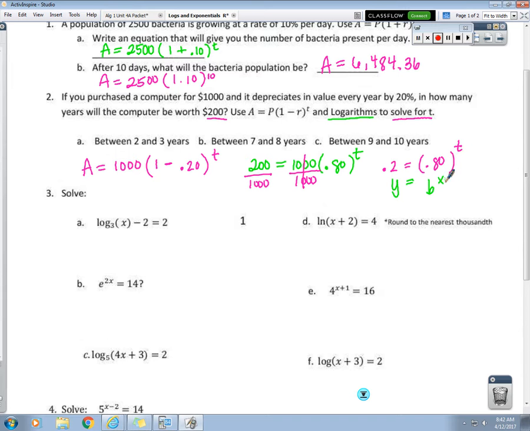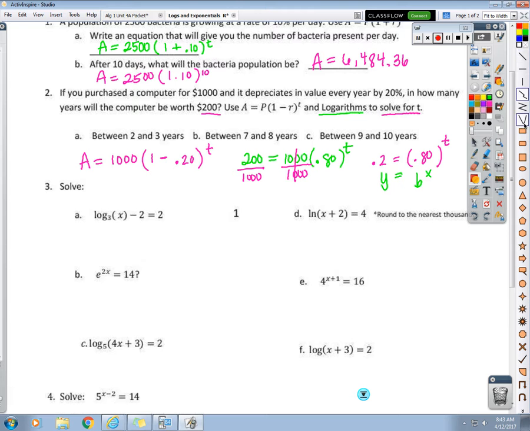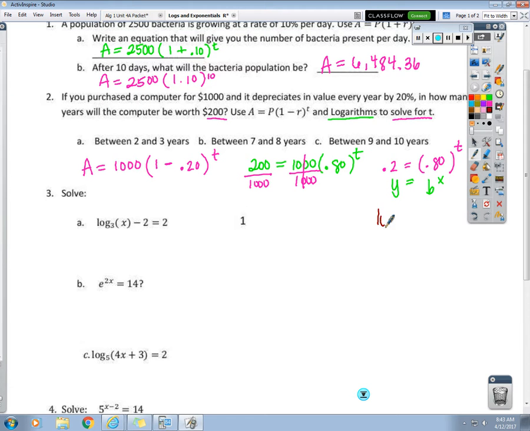So to solve for the time, what form do you have to rewrite it in? Log. And what does log form look like? Right. Well, first let's write out the form. So we want it to be in log base b of y equals x form. So that'll be log base 0.80 of 0.2 equals x, or equals t in this case because they're using t. And so the final answer, all you have to do is plug that in, and what do you get? 7.21. So that means the correct answer choice would be B, between 7 and 8 years.